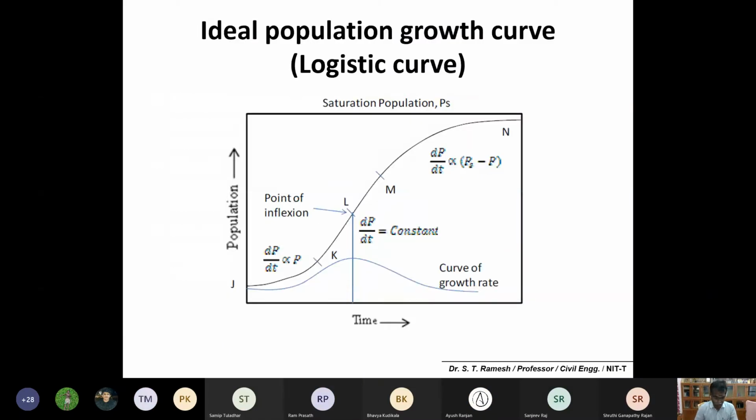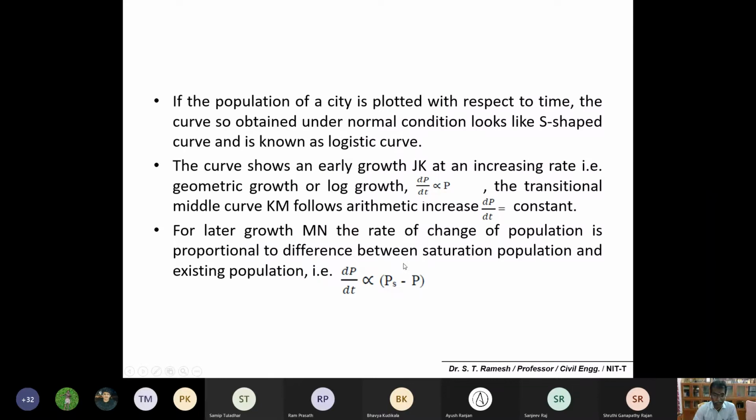We have started discussing population forecast. Last class we had seen the ideal population growth curve, or logistic curve. You could understand the different portions in the growth curve, that is JK, KL, LM and MN. So the curve follows different trends. That's what we discussed initially.